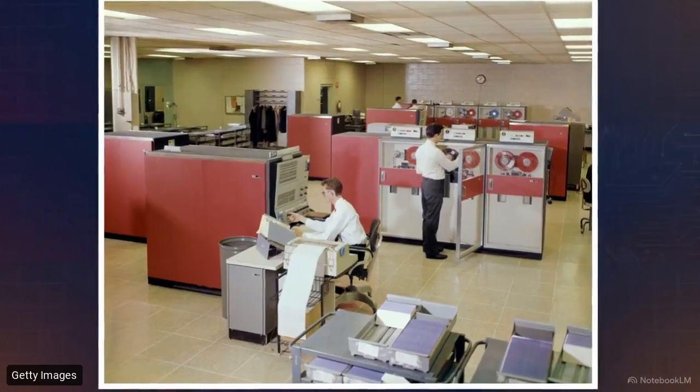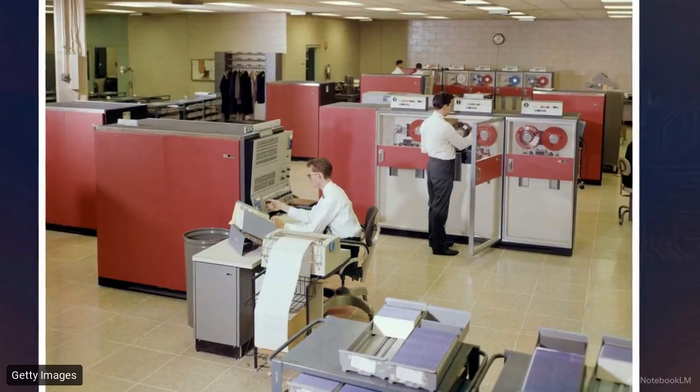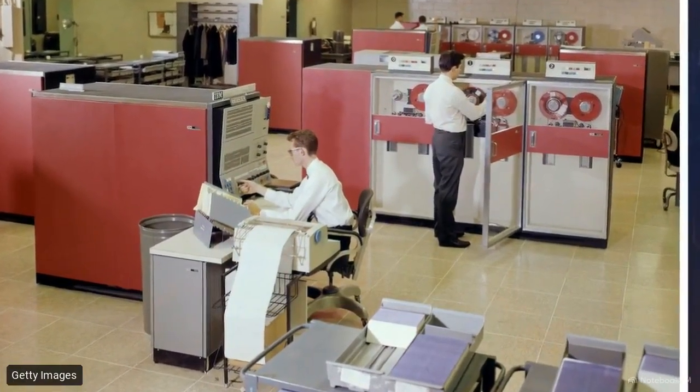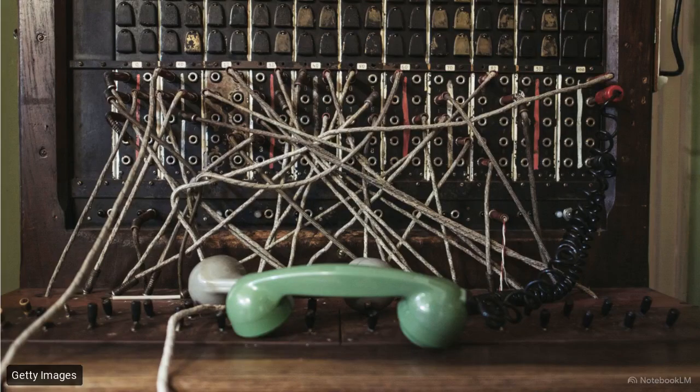In the 1960s, computing power occupied entire rooms, defined by rows of red IBM mainframes and massive spinning tape reels. Because these machines were so scarce, connecting to them remotely was a massive logistical and financial challenge. All communication ran through the telephone grid, a system built on circuit switching.